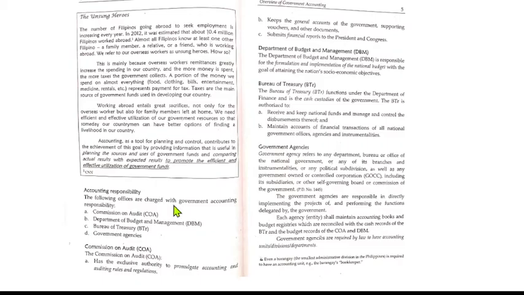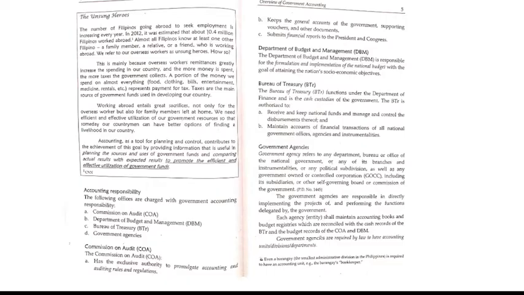So the following officers are charged with government accounting responsibility. So the orientation on under government accounting ay isa kang accountant. You are the government accountant of a national government agency. So ganyan ang orientation on the discussion of government accounting. Ikaw ay isang government accountant. So ano ang responsibility mo? Ito 'yon. Ang responsibility mo ay sa mga offices na ito, sa Commission on Audit, Department of Budget and Management, the Bureau of Treasury, and the government agencies.